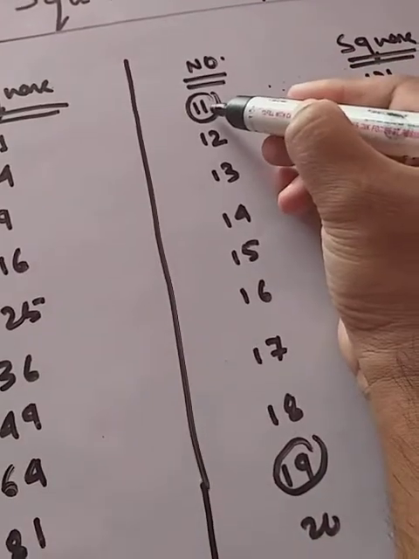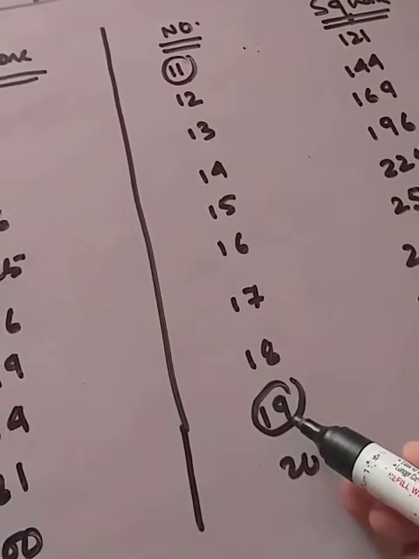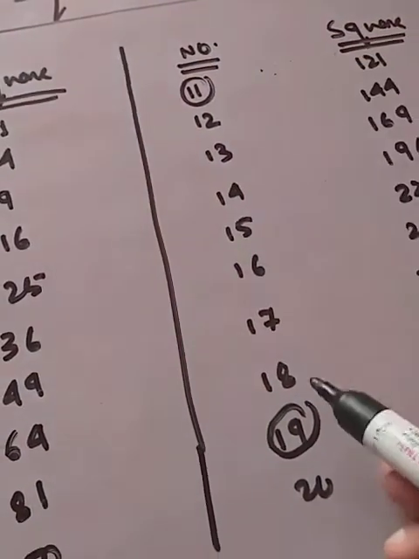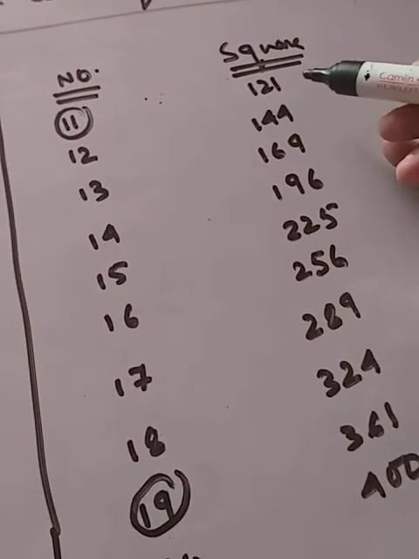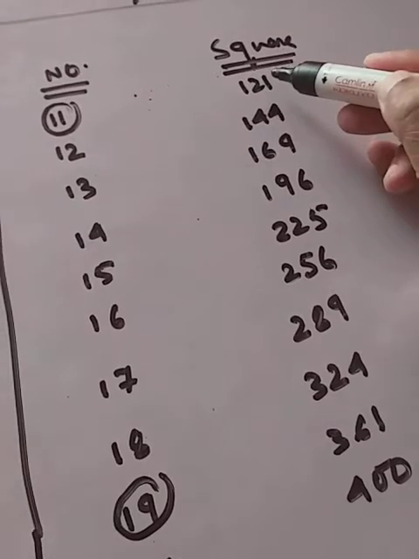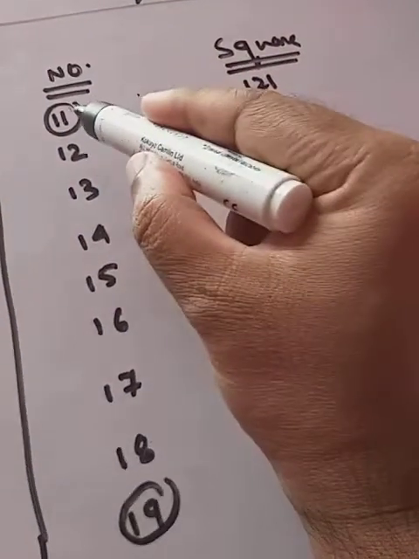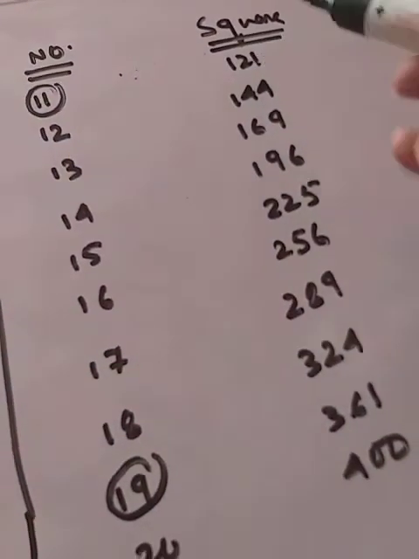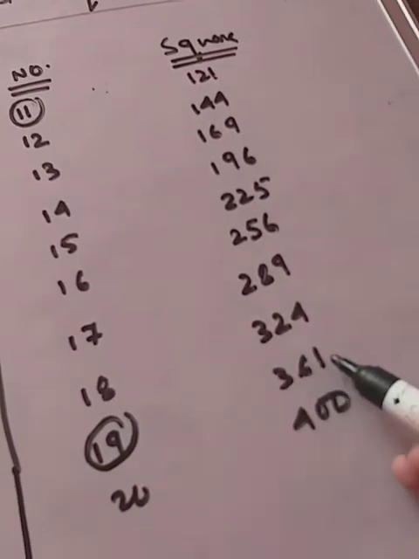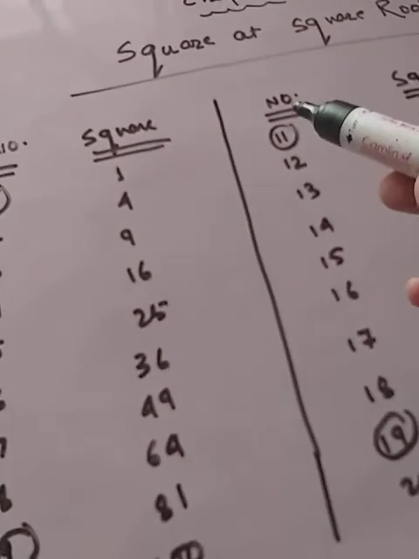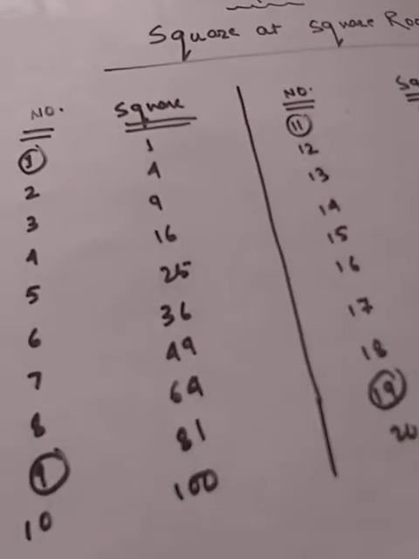Similarly, look at 11 and 19. What is there in the unit digit? 1, and 9. If you square these numbers, you will always get a square whose unit digit is 1. The square of 11 is 121. What is there in the unit digit? 1. The square of 19 is 361. Again, the unit digit is 1. This is something you have to remember.